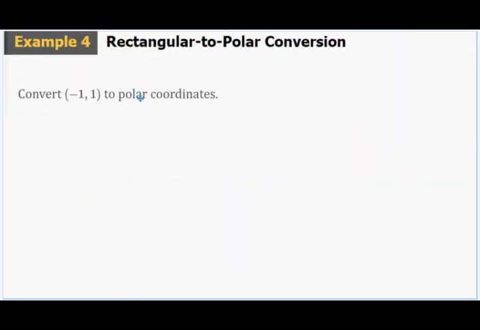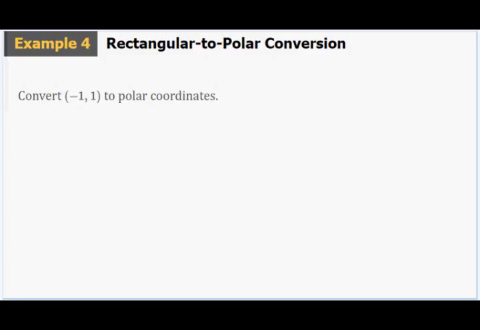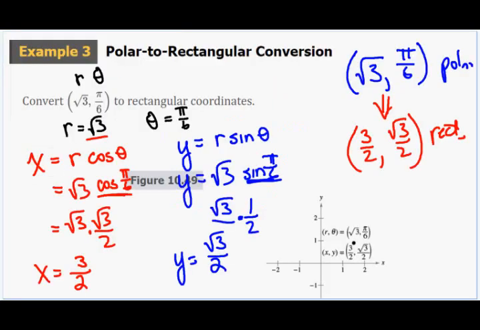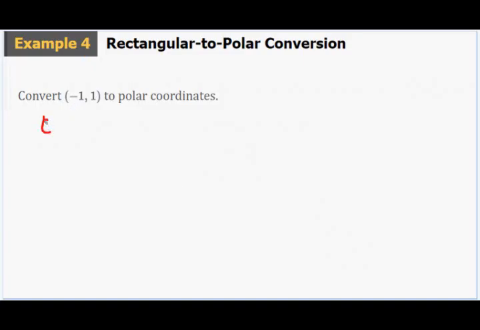Now in example 4, we're going the other way, rectangular to polar. So if we remember right here, tan is y over x, and then we have sort of our circle, x squared plus y squared equals r squared. So I'm going to write tan theta equals y over x. And over here, we're going to do r equals the square root of x squared plus y squared. And let's note here, if we're in a rectangular coordinate and we go -1, +1, we're definitely going to be in quadrant 2 here.